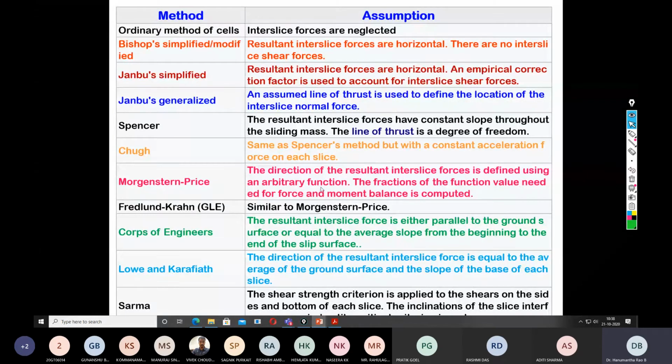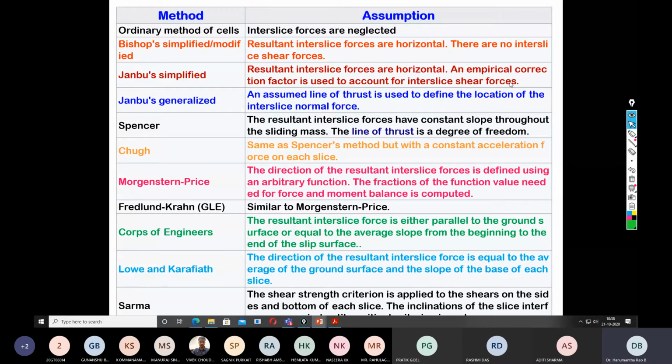So these are some assumptions. This is a summary about the other assumptions. In the ordinary method of slices, interslice forces are neglected. Then Bishop simplified or modified: resultant interslice forces are horizontal. There are no interslice shear forces. Then the Janbu simplified method: resultant interslice forces are horizontal. An empirical correction factor is used to account for interslice shear.